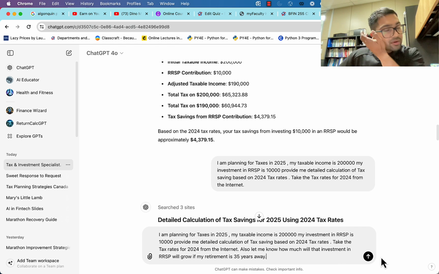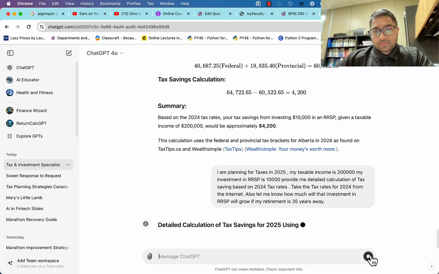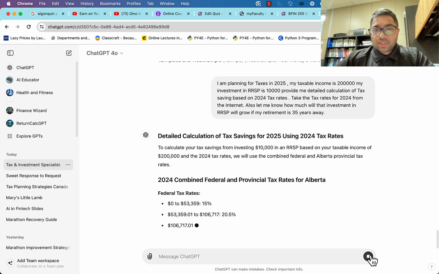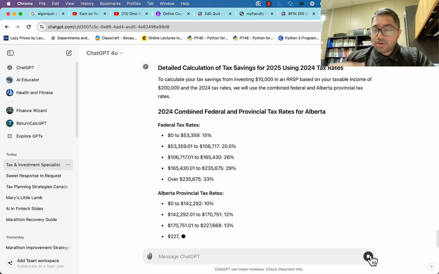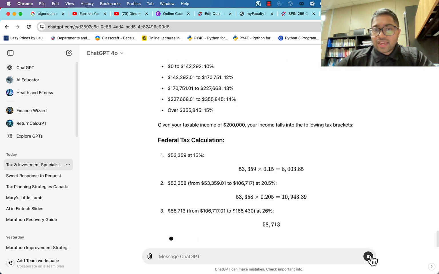Okay, so we are also using the attribute that we started the discussion. We asked it to be an investment specialist, right? So we used the tax attribute. Now we are including the investment attribute. So let's see how it works. Okay, so again it will calculate. Now it did not browse the internet because it already had the updated information. It will do a bunch of calculations.